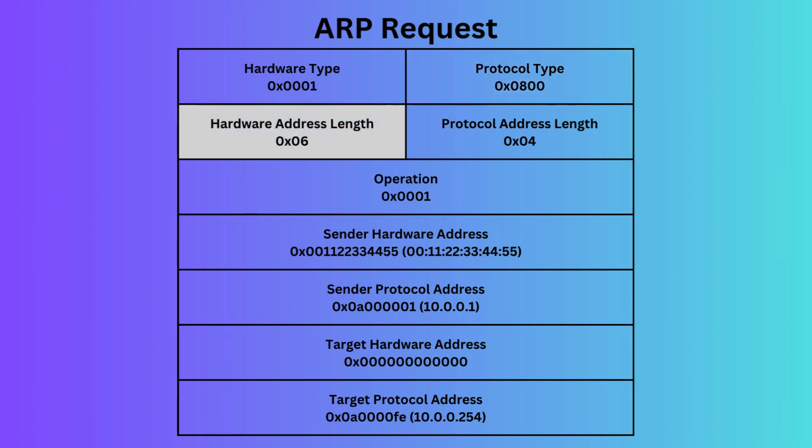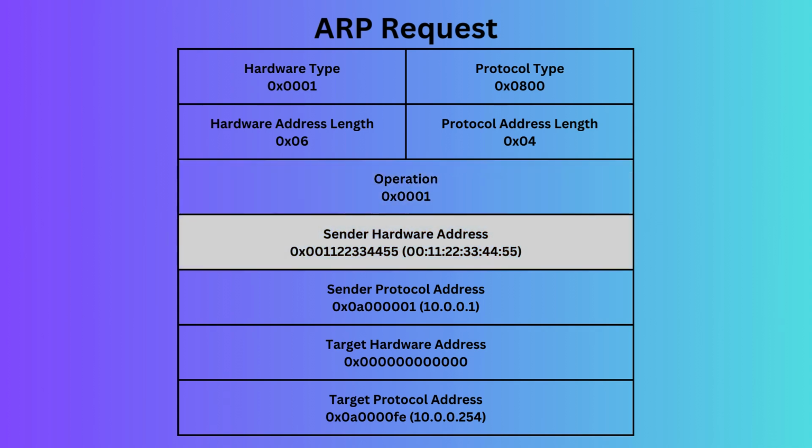This field is set to 0x0800, meaning the ARP request is asking for the MAC address corresponding to an IPv4 address. The hardware address length is 0x06, indicating that Ethernet MAC addresses are 6 bytes long. The protocol address length is 0x04, indicating that IPv4 addresses are 4 bytes long. The operation field is set to 0x0001, meaning this is an ARP request.